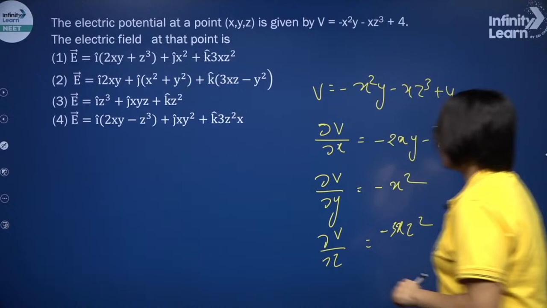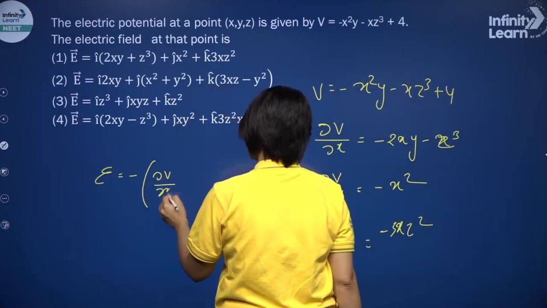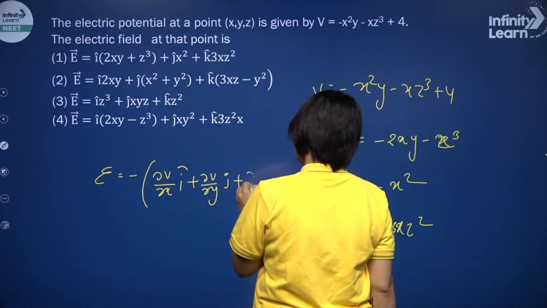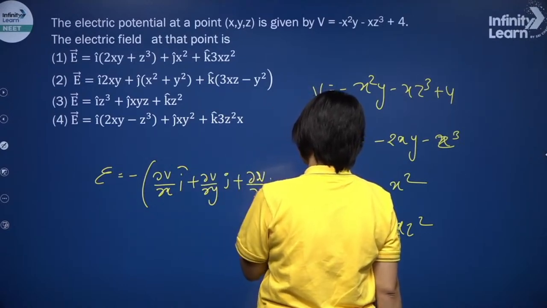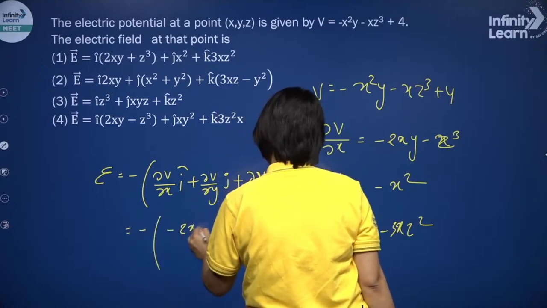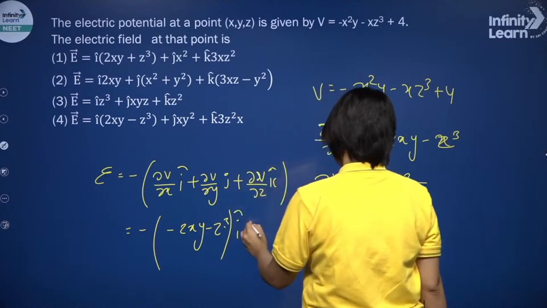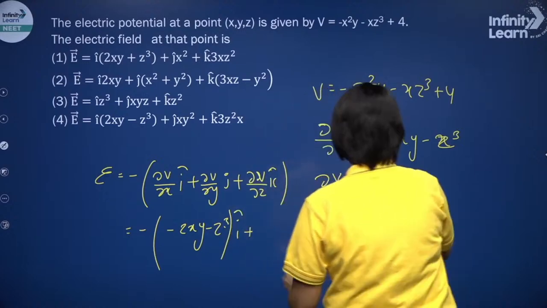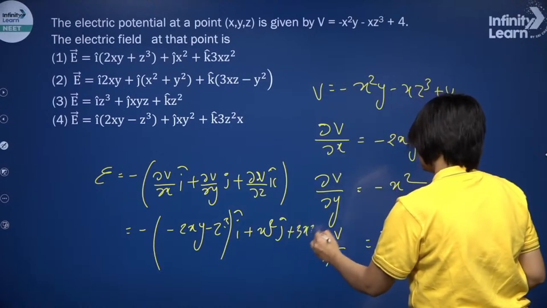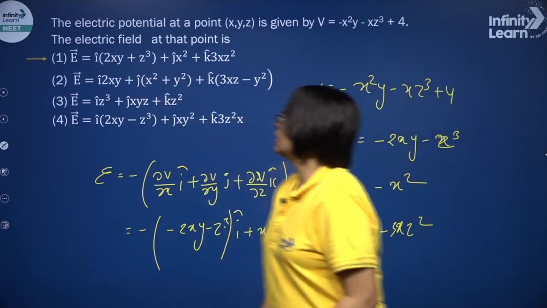Okay. So electric field is minus of del V upon del X I cap plus del V upon del Y J cap plus del V upon del Z K cap. So this is minus of minus 2XY minus Z cube I cap, minus minus plus X square J cap, and minus minus plus 3XZ square K cap, right? So correct answer is option 1.